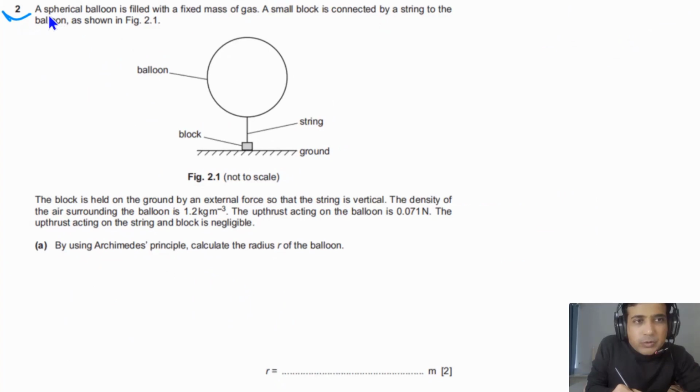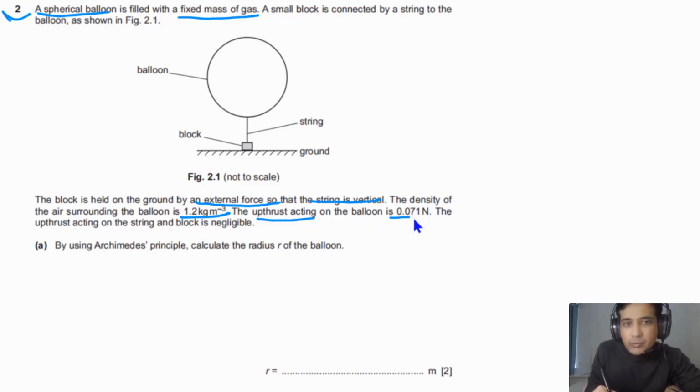For question number 2, it is given to us: a spherical balloon is filled with a fixed mass of gas. The small block is connected by a string to the balloon as shown in figure 2.1. The block is held on the ground by an external force so that the string is vertical. The density of the air surrounding the balloon is 1.2 kg per cubic meter. The upthrust acting on the balloon is 0.071 newtons. The upthrust acting on the string and block is negligible. We need to use Archimedes principle, and we need to calculate the radius of the balloon.